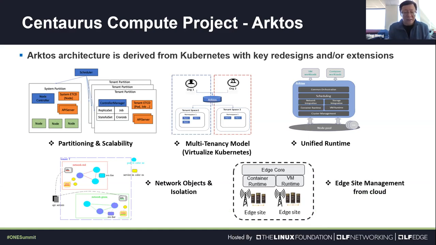The final one, but not the least, is the edge support. We follow the Kubernetes edge platform design pattern I mentioned. We extend Arktos to manage the compute nodes on the edge side, not in the data centers, so that we manage the compute nodes, both in the data center and on the edge, in the same way, with the same API, same experience. The nodes could be in the cloud data center or on the edge side. So we natively support that from the beginning of the design of the Arktos architecture.